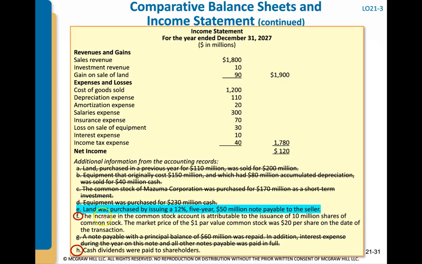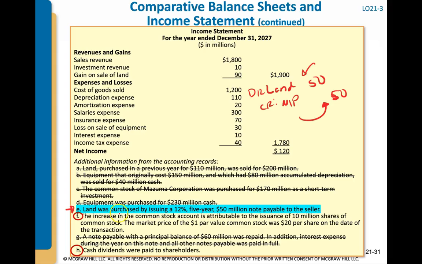Back to our additional information, we see item E. It says, land was purchased by issuing a 12%, 5-year, $50 million note payable to the seller. So here we purchased land, right? So we debited land for $50 million and we credited notes payable for $50 million. So there was no cash exchanged for this particular transaction, but we had an increase in the investing section and an increase in the financing section.